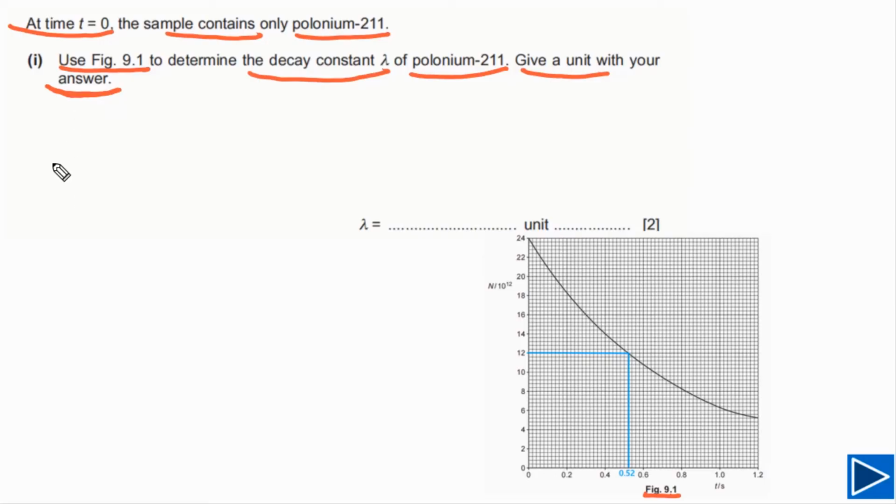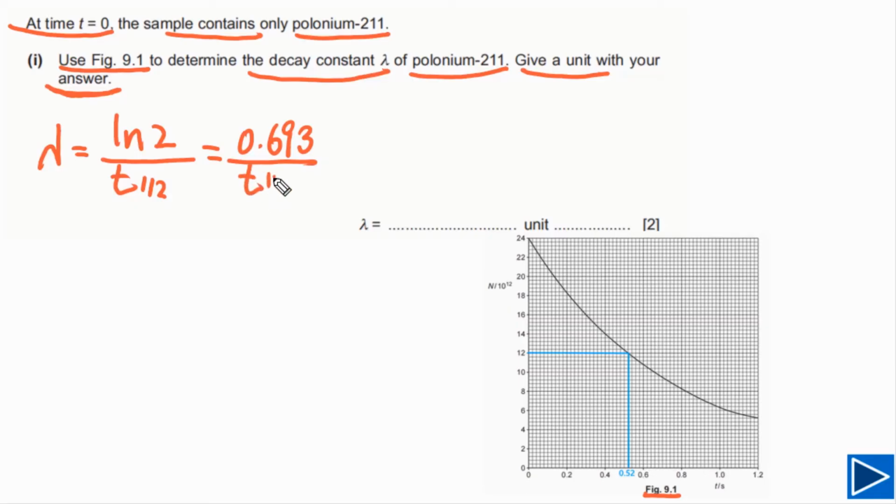Now this question is asking us to calculate the decay constant. The decay constant is simply equal to ln 2 divided by half-life. ln 2 is equal to 0.693, so this is divided by half-life. Now simply we need the half-life. If we have the value of half-life, we can calculate the decay constant. In order to find the half-life, we need to use figure 9.1.